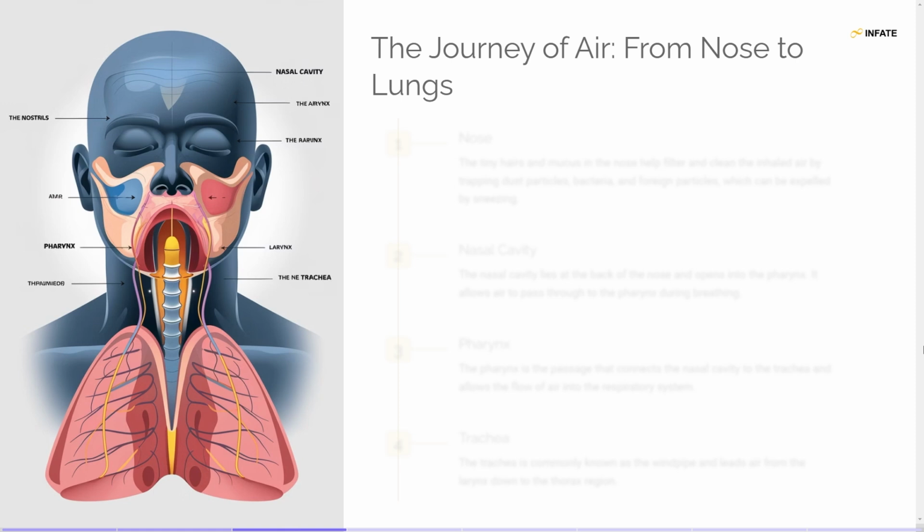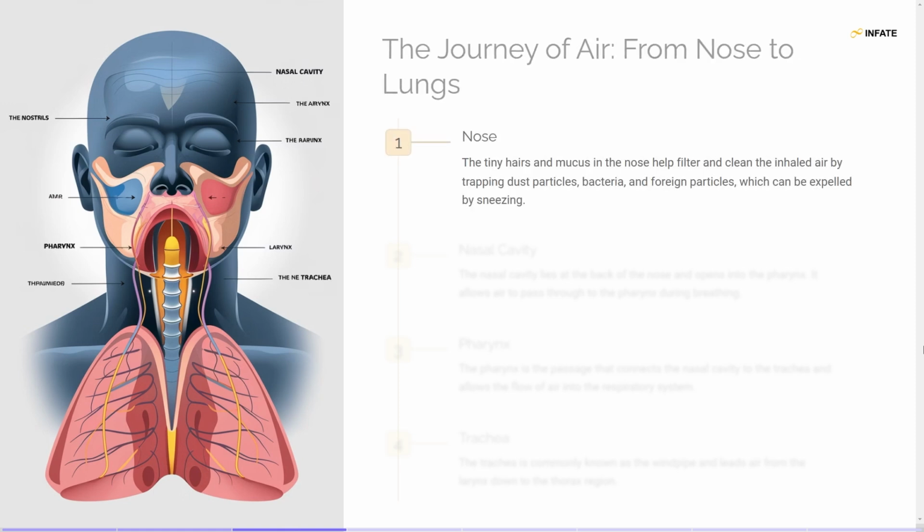Slide 3. The journey of air, from nose to lungs. 1. Nose. Tiny hairs and mucus in the nose filter and clean the air by trapping dust particles, bacteria, and foreign substances. These can be expelled through sneezing.